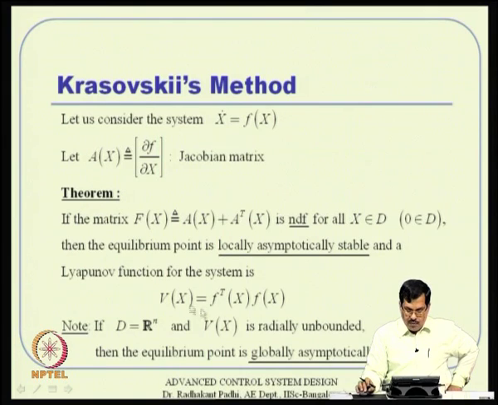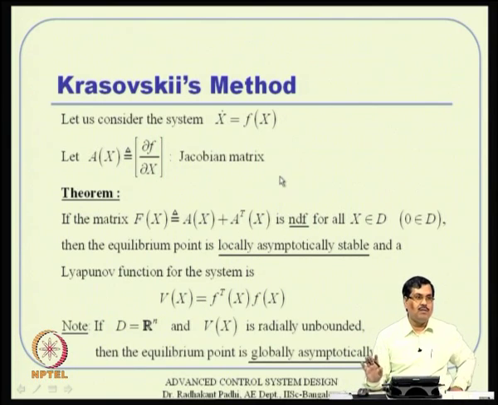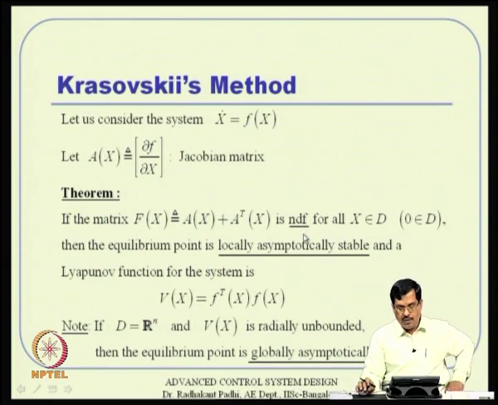But f transpose f is a Lyapunov function candidate provided this F of x, which is nothing but A plus A transpose, is a negative definite matrix. That is the only condition. So, given any system dynamics, I cannot just jump in and say f transpose f is a Lyapunov function candidate. It is a candidate provided this is a negative definite matrix function, and that is where it is difficult actually.